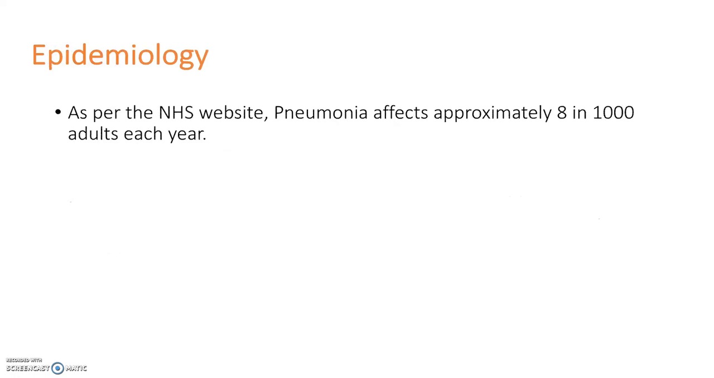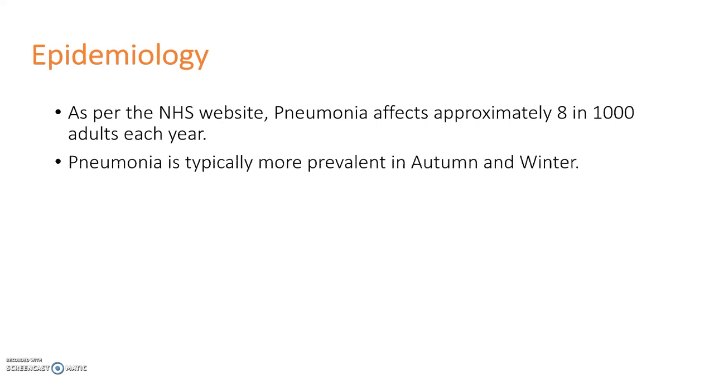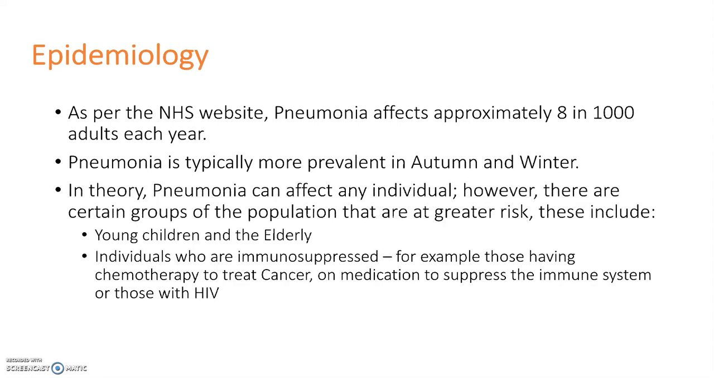Epidemiology. So who does it affect? Well, pneumonia is a very common condition, typically affecting 8 in 1,000 adults each year. It's typically more prevalent in autumn and winter, as are most respiratory infections, and in theory anyone can get pneumonia. However, there are certain groups of the population at greater risk. These include the young and the elderly, and it also includes individuals who are immunosuppressed. So, for example, those having chemo, those who are on immunosuppressive medications, or those with HIV.